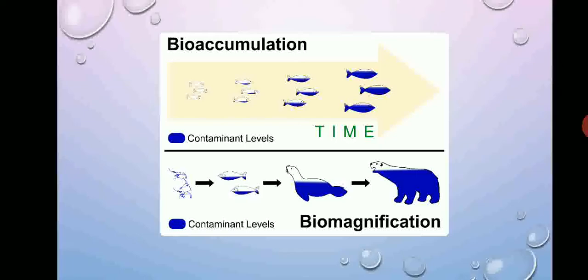This picture explains the percentage of contaminant levels in a fish, such as mercury and PCBs. Bioaccumulation occurs as organisms consume a contaminated food source or absorb the contaminant.